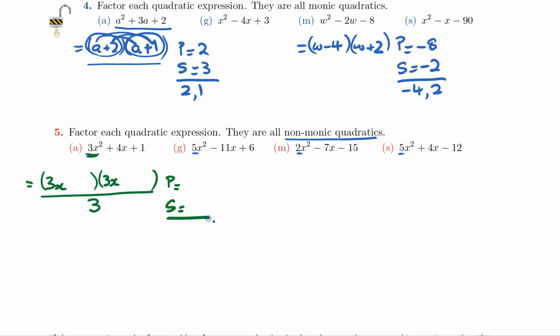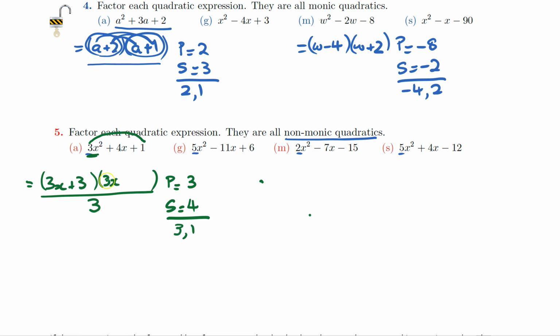With the product and sum, that works the same, except that now I want a number or a pair of numbers which give me a product of this times this. The leading coefficient, that's what this one's called, times the constant, so that's +3. So two numbers that multiply to +3 and add to +4. And those two numbers, they could be a 3 and a 1.